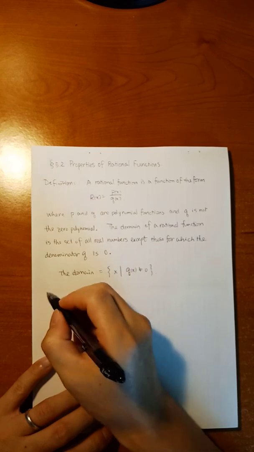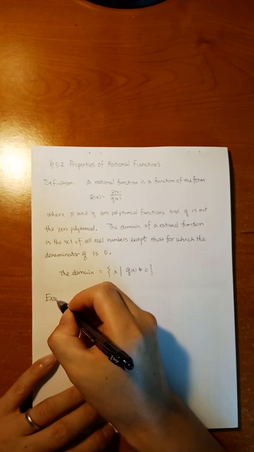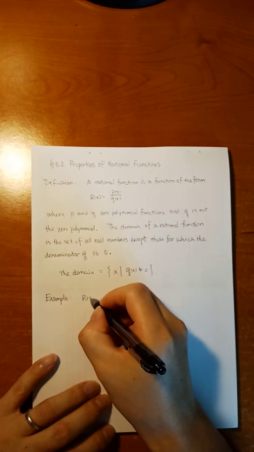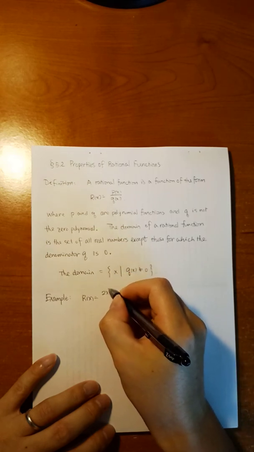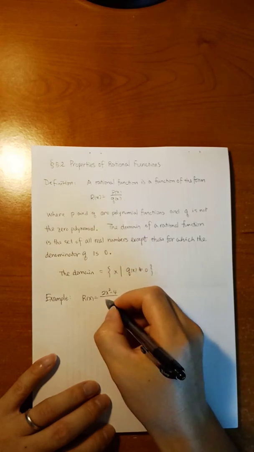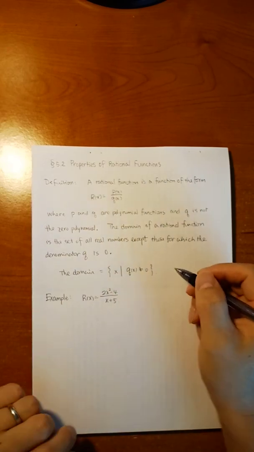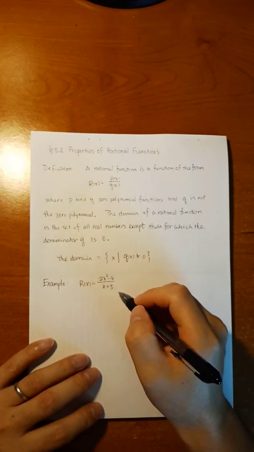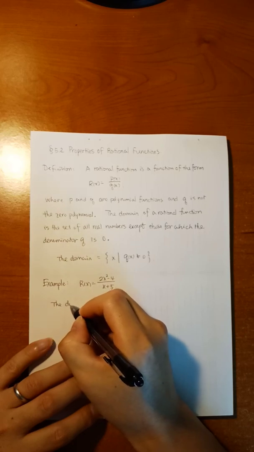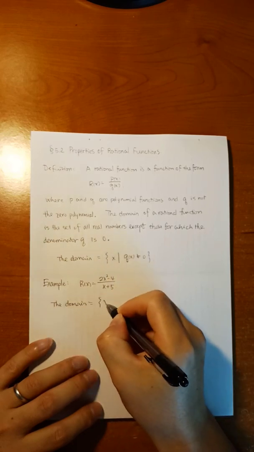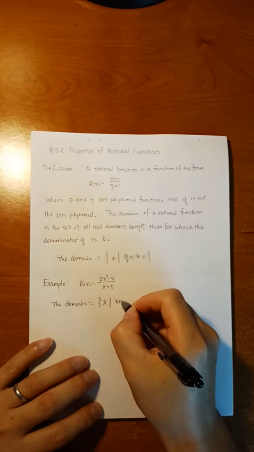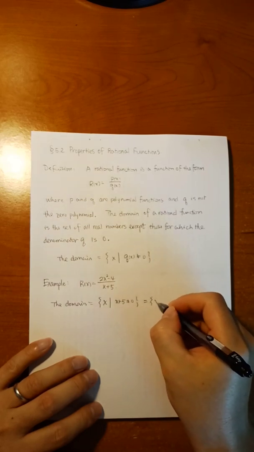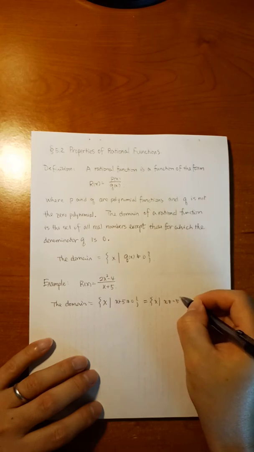For example, if we have a rational function 2x squared minus 4 over x plus 5, in order to find the domain, we need the denominator not equal to 0. x plus 5 is not equal to 0, so x is not equal to negative 5.